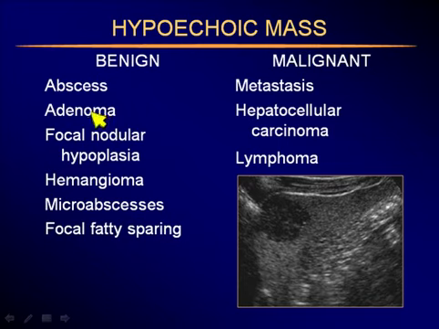We can have an abscess, we can have an adenoma, focal nodular hyperplasia, a hemangioma, an unusual atypical hemangioma, focal fatty sparing, microabscesses, they can be hypoechoic. It could be a malignant metastasis, hepatocellular carcinoma, or lymphoma. We can't tell. This happened to be a case of focal nodular hyperplasia, and this was proven by MRI.